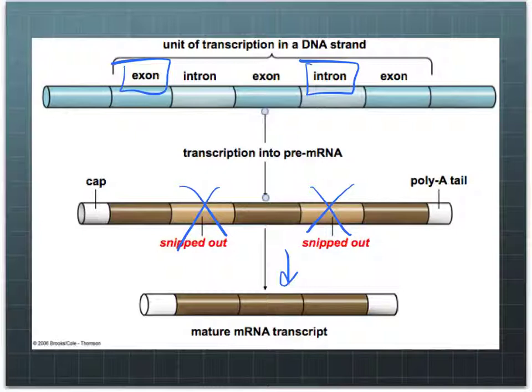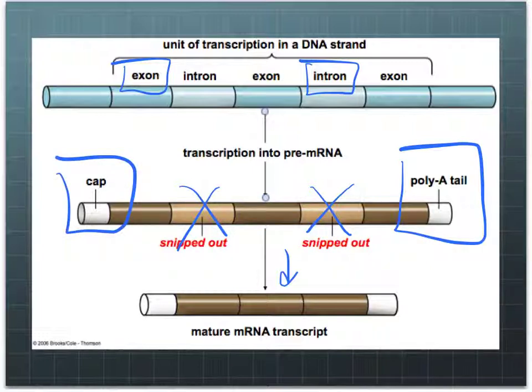After splicing has occurred, one last thing must happen to the mRNA transcript. In order to avoid being degraded by enzymes and chemicals in the cytoplasm, the mRNA transcript must receive a poly-A tail and guanine cap in order to receive protection from the enzymes in the cytoplasm.